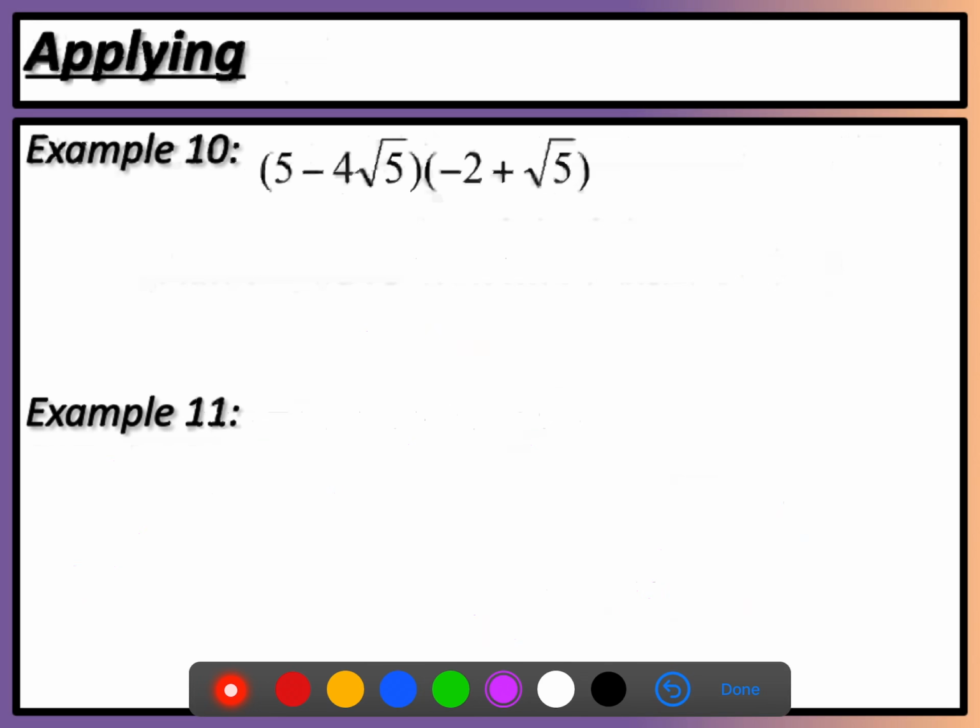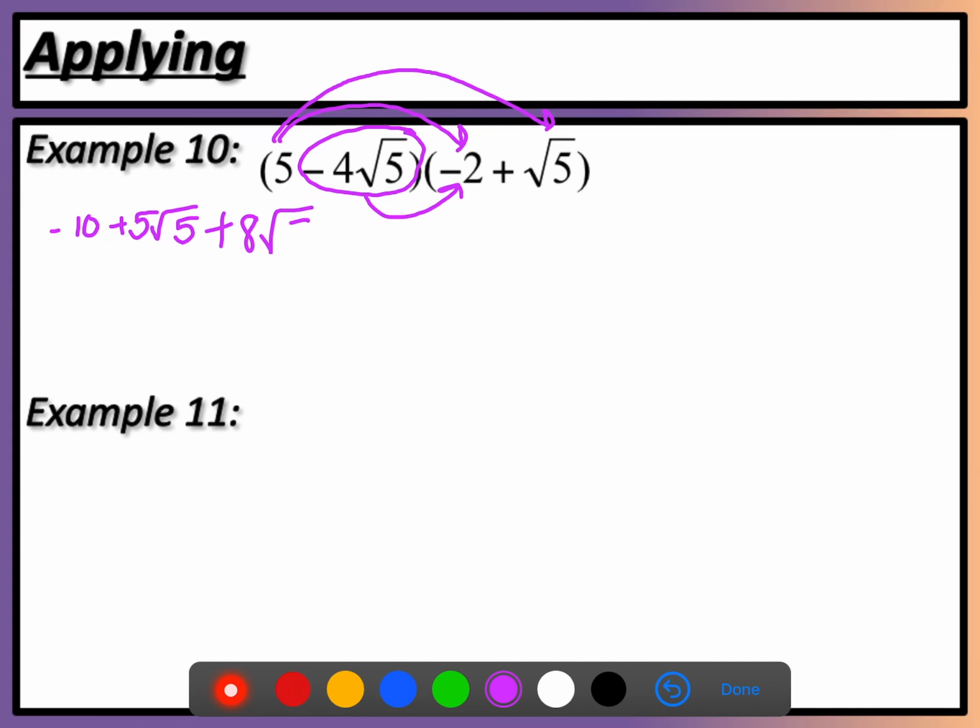Okay, let's try one more foil. So 5 times negative 2 is negative 10. 5 times root 5 is going to be 5 root 5. Okay, be careful in this term, and you may even want to circle the entire thing. This is going to be plus 8 root 5. Okay, and then minus 4 square root of 25.